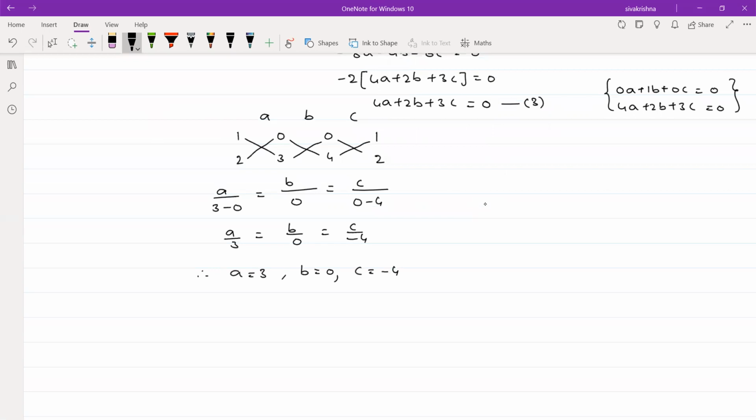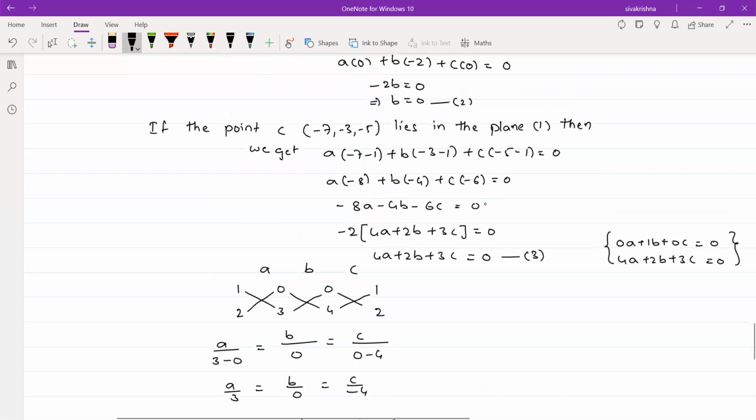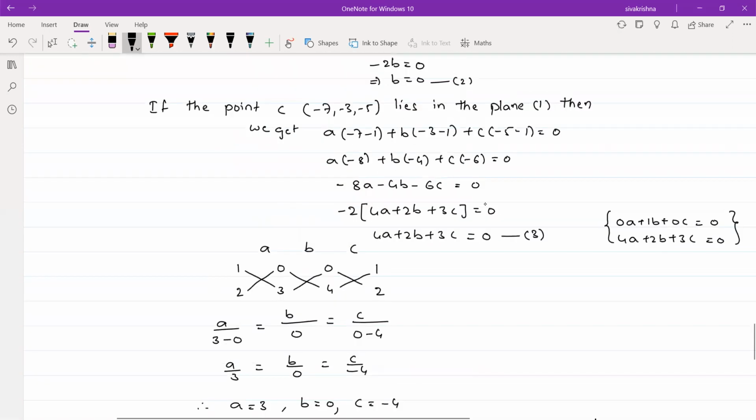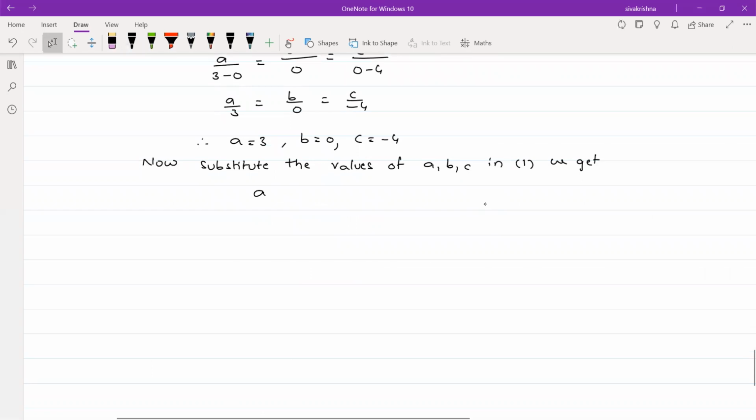After finding the values of a, b, c, now substitute the values of a, b, c in equation 1. So what is equation 1? Once again we write equation 1: a into (x - 1) plus b into (y - 1) plus c into (z - 1) is equal to 0. In this equation we have to put the value of a as 3.